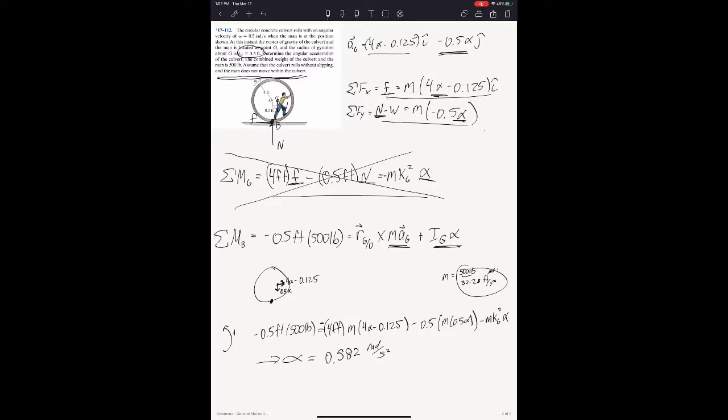All right, I'm going to be real careful about what they asked me for. Determine the angular acceleration of the culvert. Looks like I answered that question. That's what we have right here at the bottom. So that's it for this problem. If you have any questions about my solution, feel free to ask.